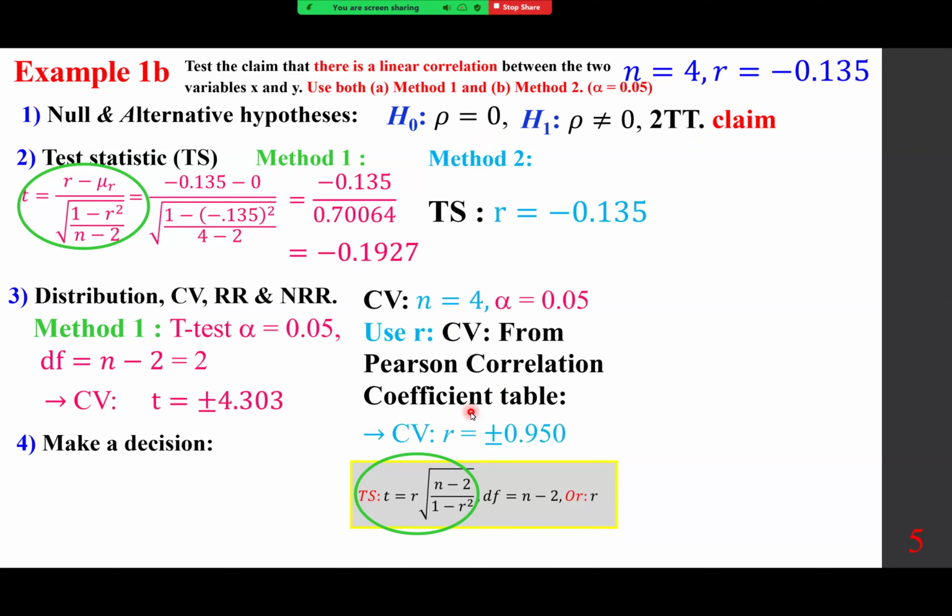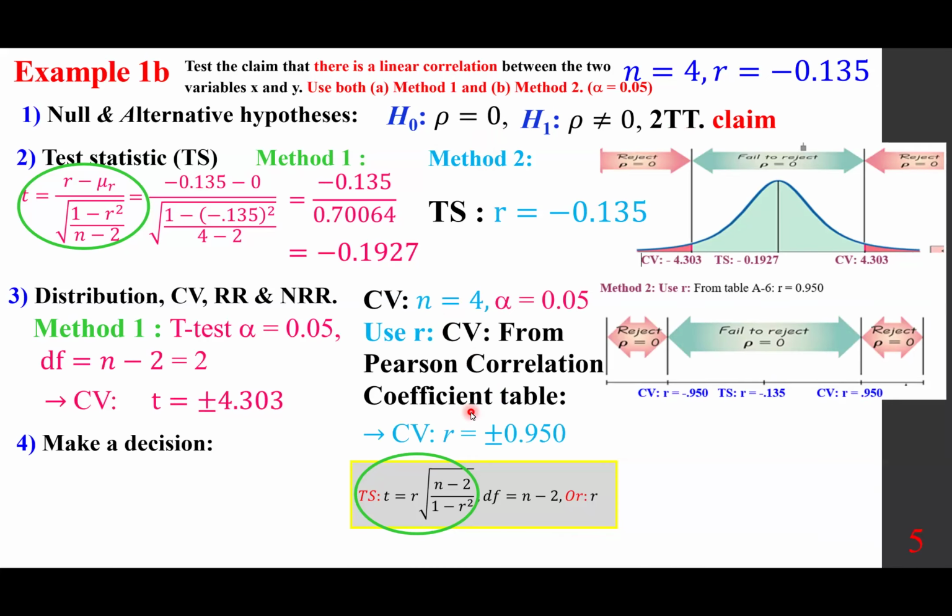To make a decision, we need to have a graph. So take a look at first the t-test, everybody. In the case of a t-test, look at this. You know this critical value is negative and positive 4.303, negative and positive. And test statistic is this number, which is negative 0.1927, way into the non-rejection region. So if you go with the t-test, of course, fail to reject H0.